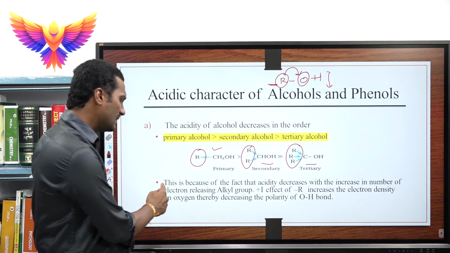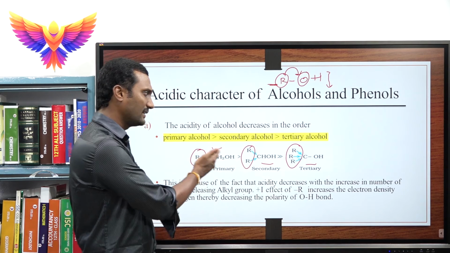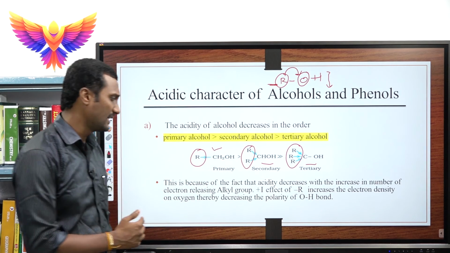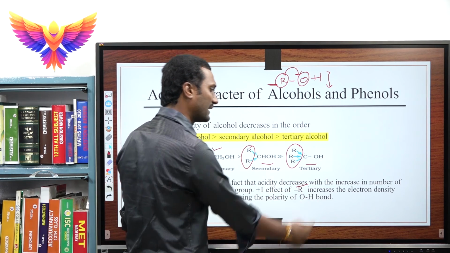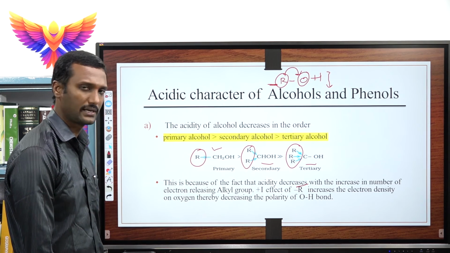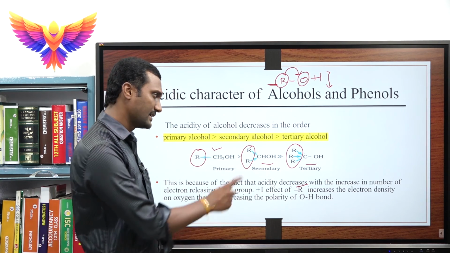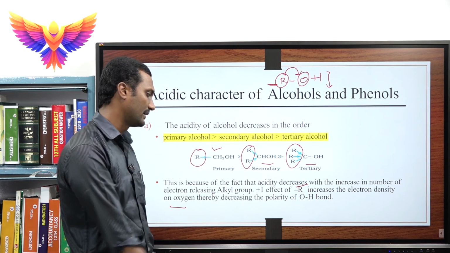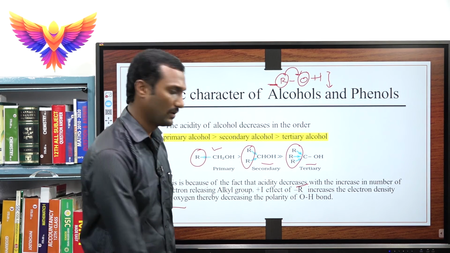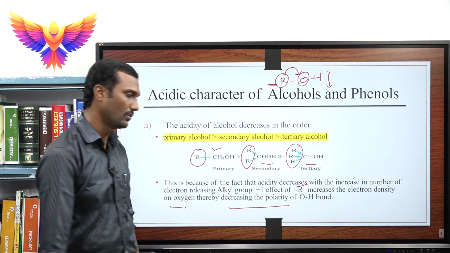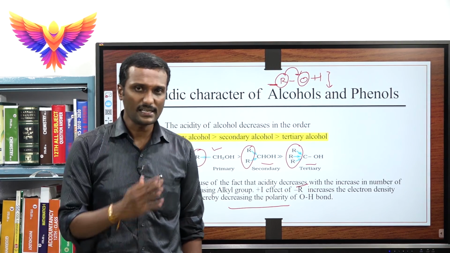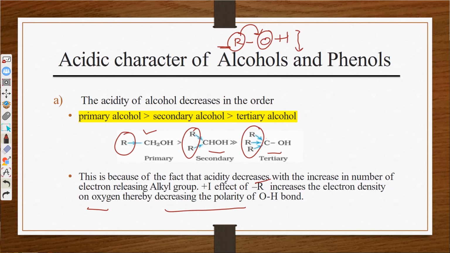So what is the fact behind this? Acidity decreases with the increase in the number of electron-releasing alkyl groups. The plus I effect increases the electron density on oxygen, therefore it decreases the polarity of the OH bond. When there is a decrease in the polarity of the OH bond, we can say there is a decrease in acidic nature. Very important question, students. This is the acidic nature of alcohol. We will study about phenol also.